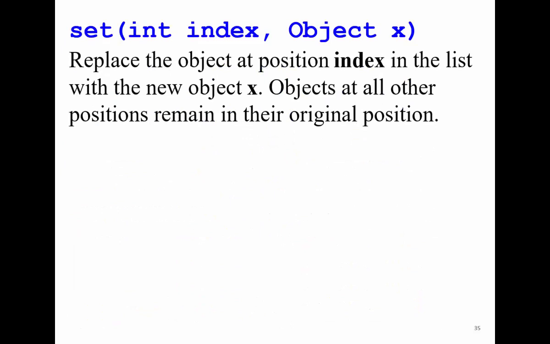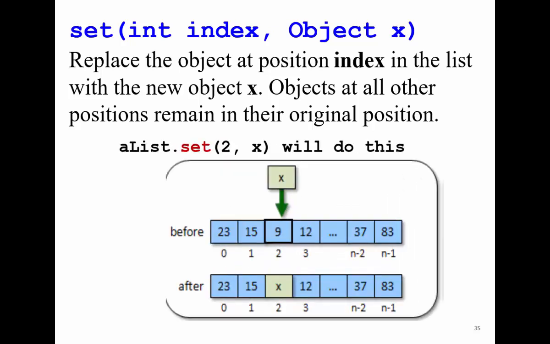I can also set; I don't need to add. For example, I need to change a value or change the object at a certain location. So I can take the new object and use the set method, take the index, and change the value. I would like to set the object at 2. So I take x and replace 9 with x. I'm not adding or deleting. I just go to the element at index 2 and replace or change it. Okay?